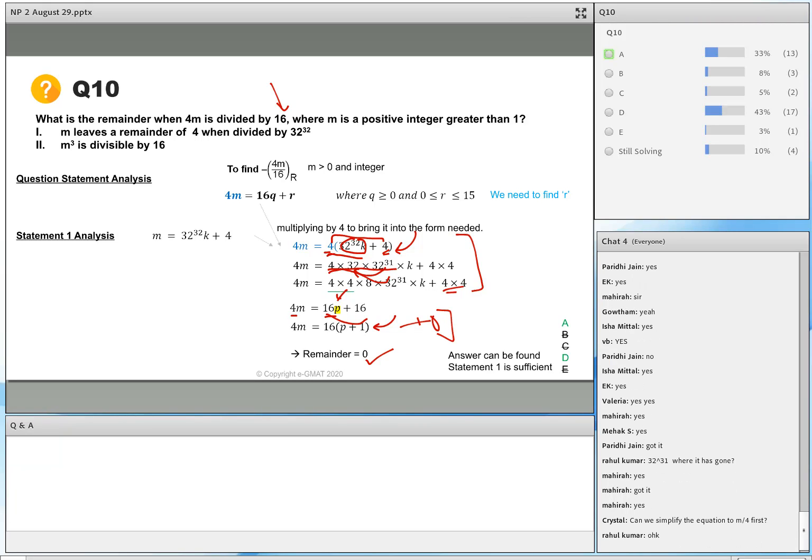Can we simplify the equation to m by 4 first? Crystal, as I told you, please let's not do that, because at the end we forget multiplying it with 4, and all of that creates a problem. That's the reason I would want you not to do that, right? But yes, if you ask me, is there a scope? Yes, there is a scope. No problems with that. But please make sure you multiply the remainder by 4 at the end as well.